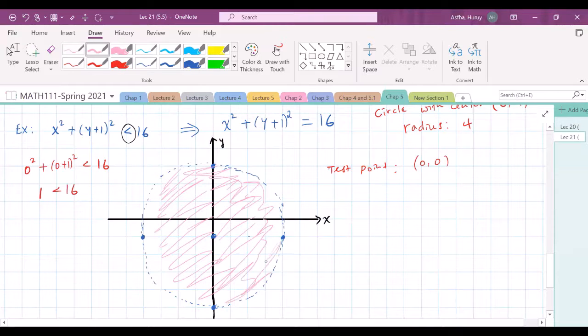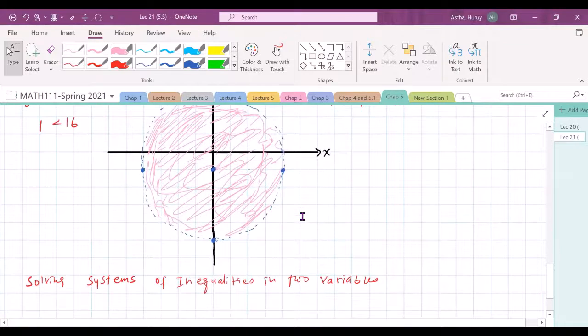Now the question is, will this line be part of the solution? And the answer to that one is no, because we have the dashed line, and the reason why we put the dashed line is because this inequality is strict, which basically means the line is not part of the solution. Okay. And this is just an example of a nonlinear inequality in two variables.